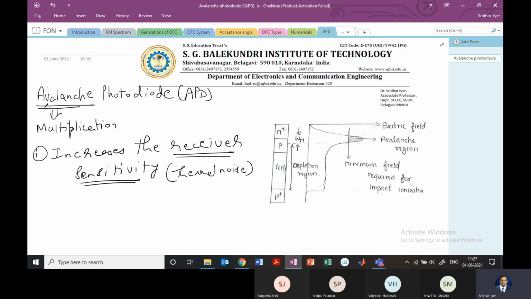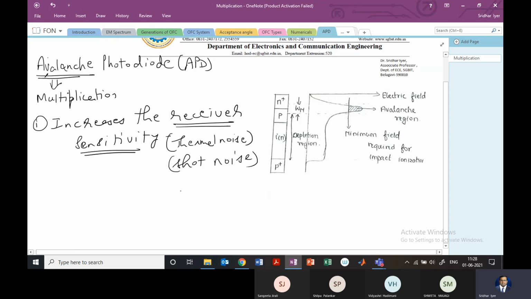Specifically the thermal noise. There is another kind of noise also. I'll just introduce you to that noise. It is also known as the shot noise. Okay, so we'll be discussing this noise. I'm just introducing you to those. Okay, so what is the basic principle?